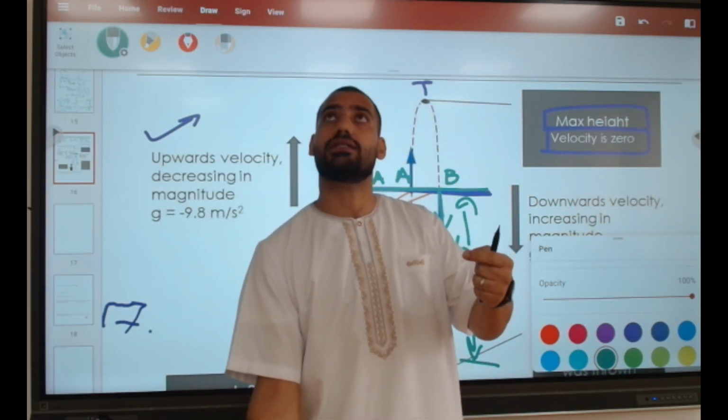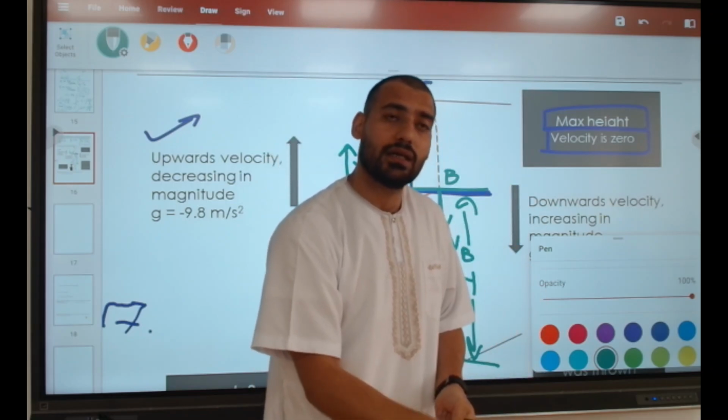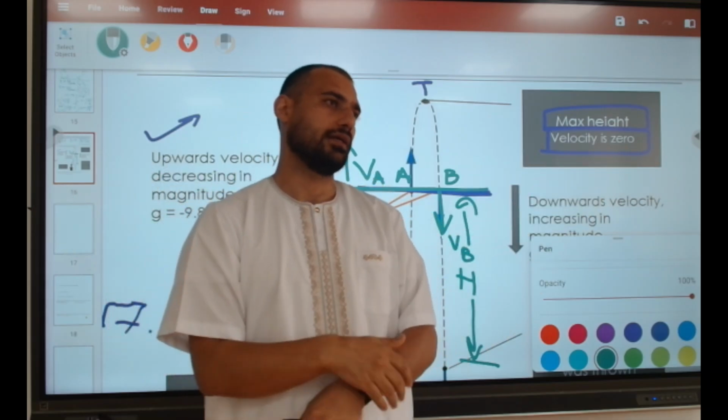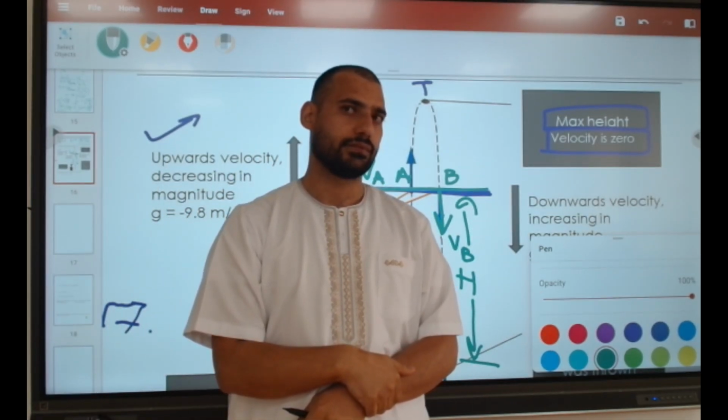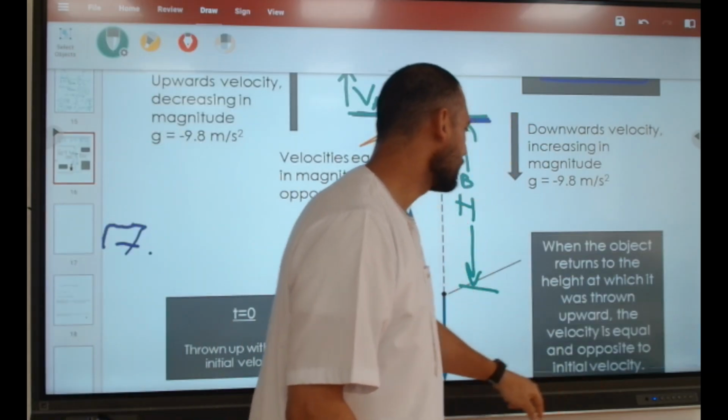So that means if you're throwing something with 100 kilometers, when it comes back and hits the ground, the velocity before hitting the ground will again be 100. Is that clear? Yes. So this is something that you need to understand.